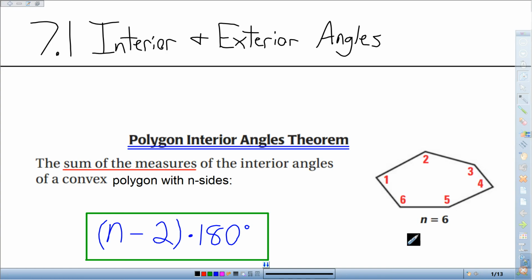Hello, everybody. So today we're getting into 7.1, looking at interior and exterior angles. Go ahead and pause the video, take a second to copy this slide, and we'll get into it.